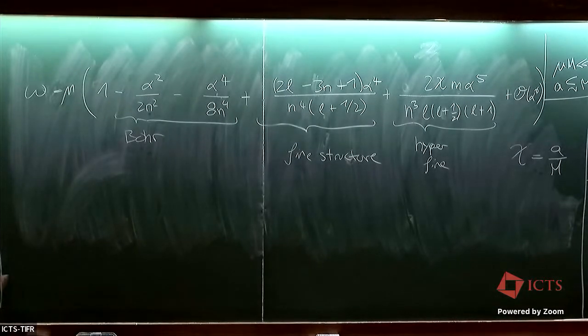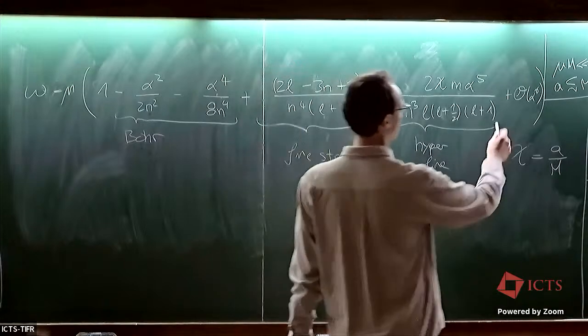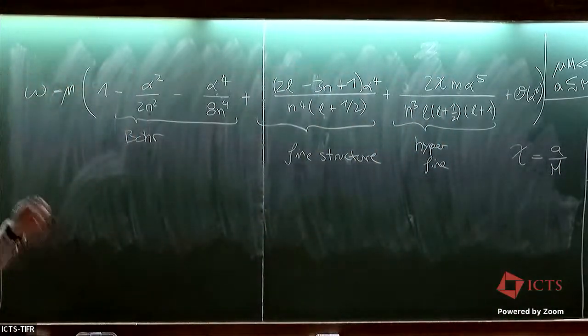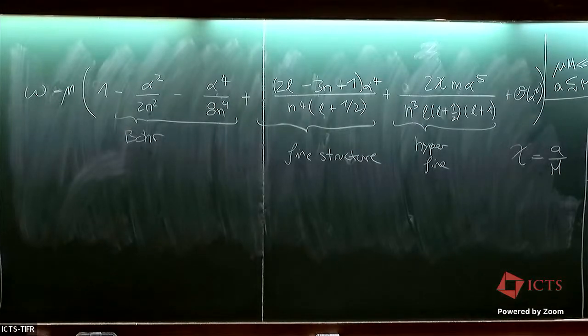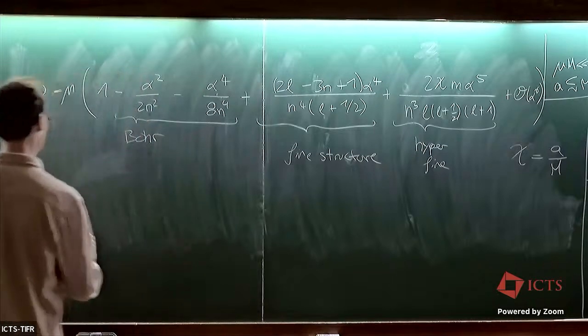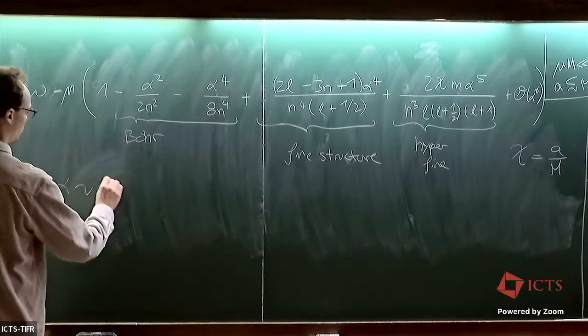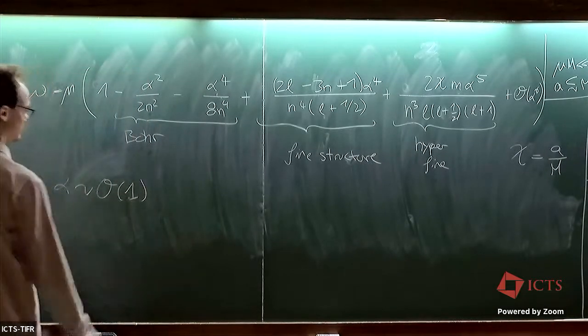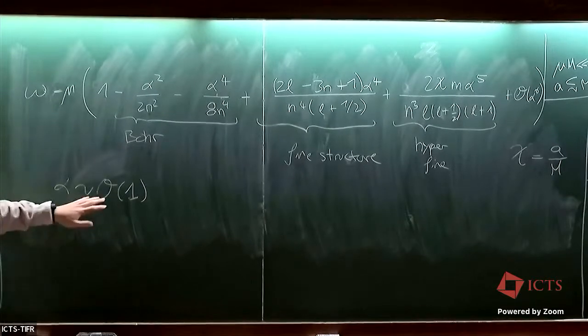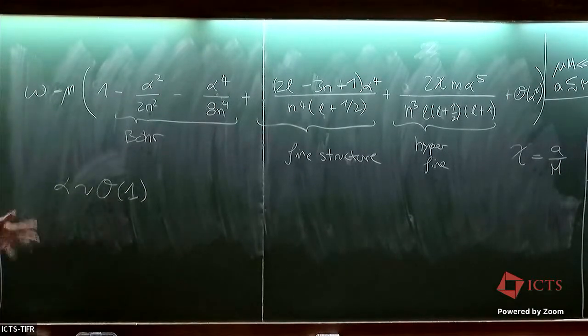In principle, you could go to higher and higher orders in alpha, but it becomes successively more complicated to actually solve the equations. And so people tend to solve the equations numerically where alpha is order 1. Okay, so this is valid wherever alpha is sufficiently small. And when alpha is an order 1 number, then you just have to use numerical techniques.